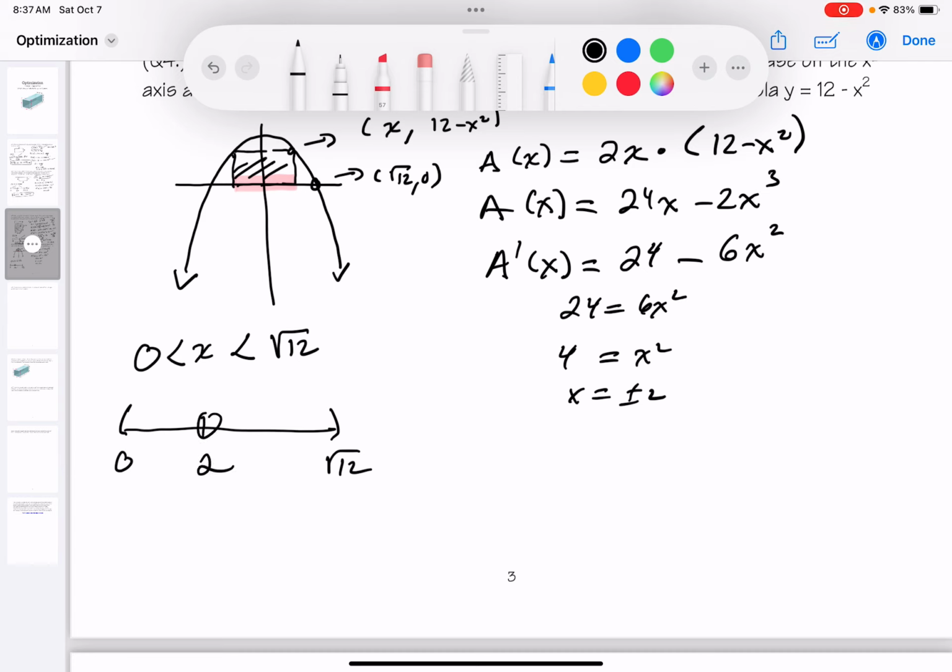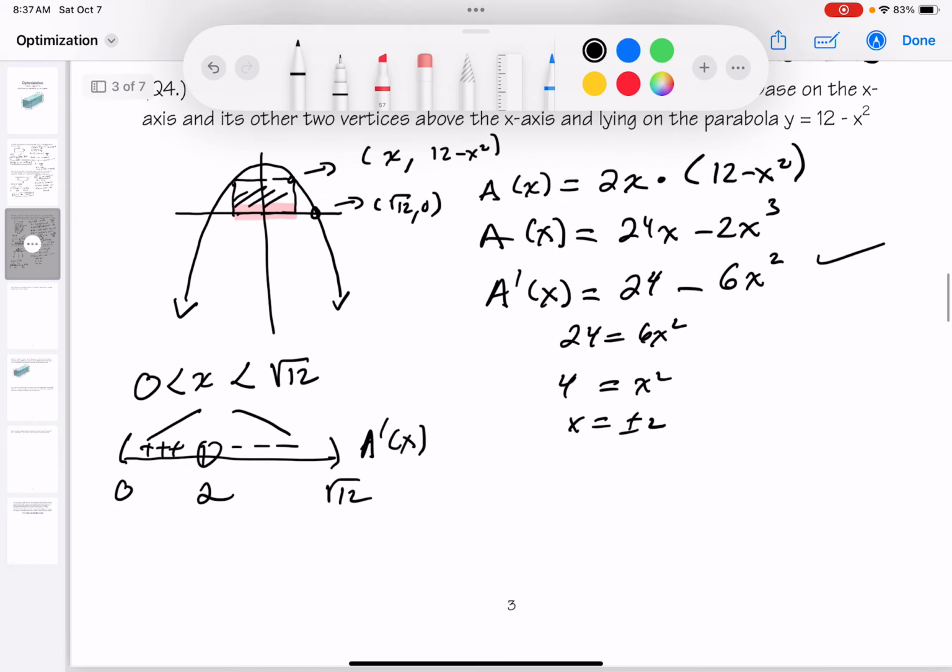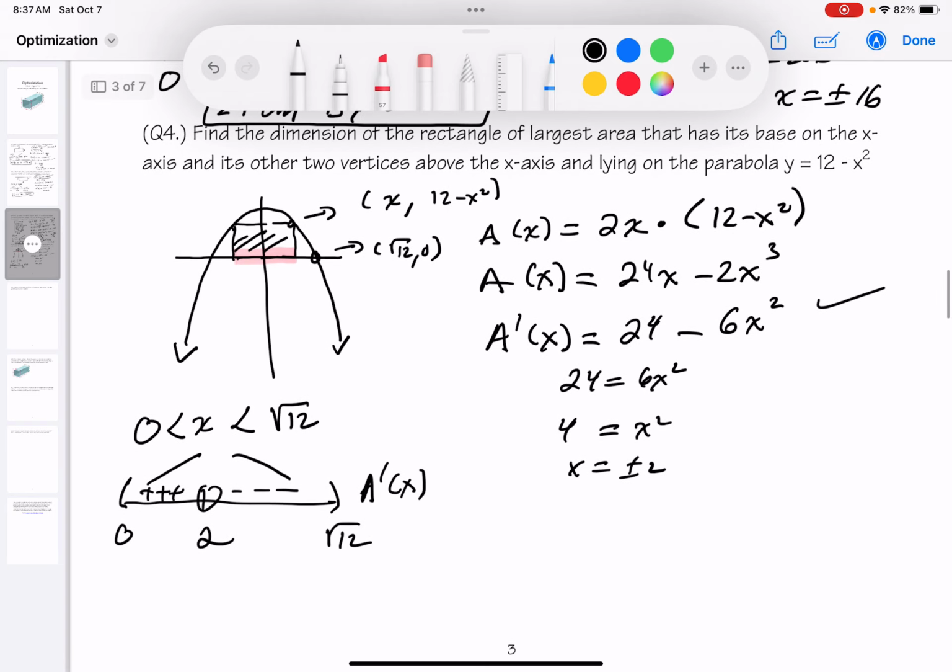All right, so what I'm going to do now is, this is the derivative. Plug in a number. What number would I pick between 0 and 2? 1. That would be positive. That means the area function is increasing. Between 2 and root 12, I'd probably say 3. And if you plug that in, you're going to get a negative number. That means the area function is decreasing. So what do I know about this over here? I think I know the answer to the question.